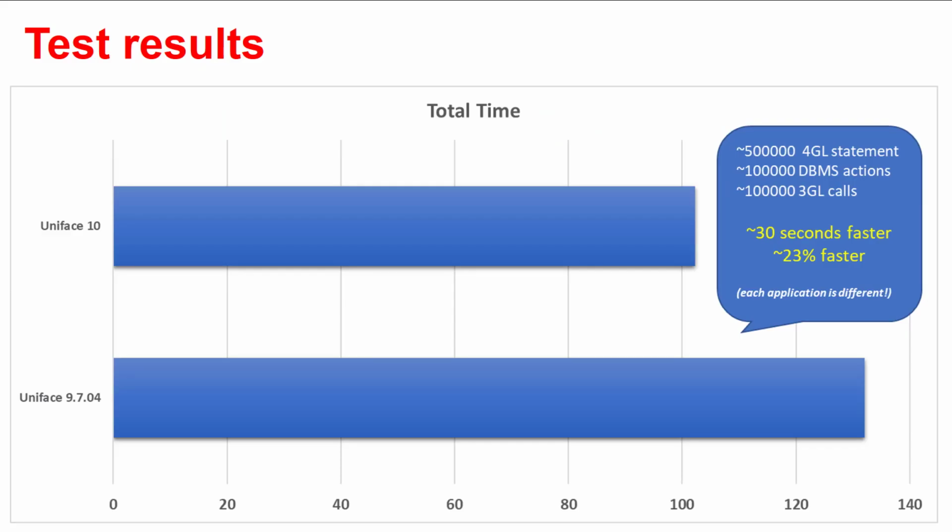In summary, the test had approximately 500,000 4GL statements, 100,000 DBMS actions, and 100,000 3GL calls. In this case, I saw an improvement of approximately 30 seconds, which equates to a performance improvement of 23%. As I say, each application is different, so you will see different results.